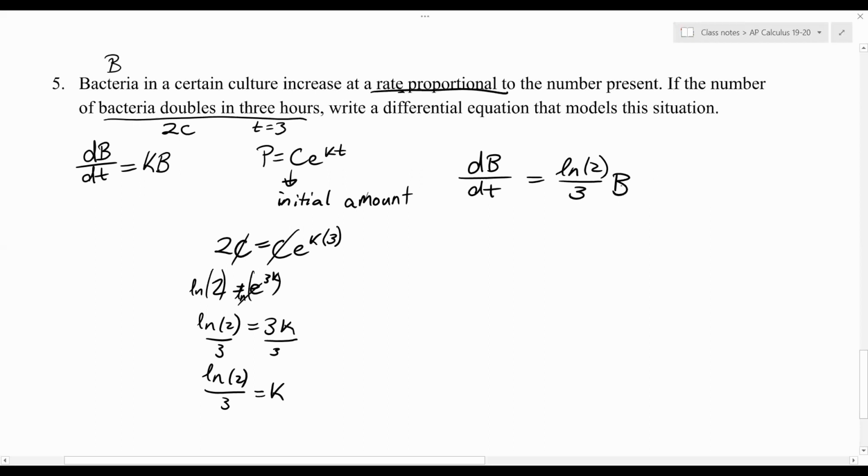So I hope you've learned a lot from these 5 examples of how to express relationships of differential equations if they're proportional or inversely proportional.